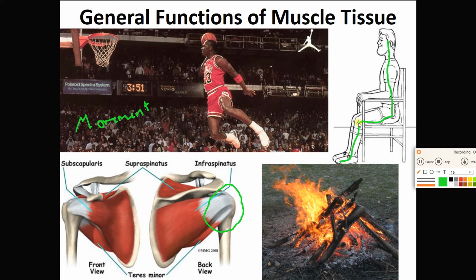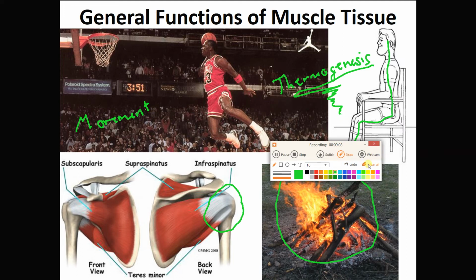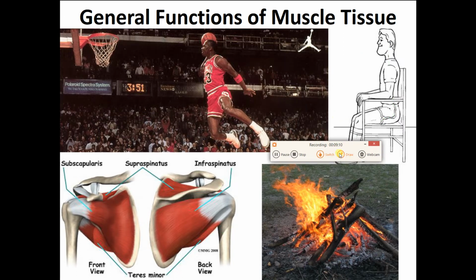Last but not least, muscle cells are generally pretty inefficient at turning their energy into motion, so they lose a lot of energy as heat. So heat production, and we'll give another word for that. The other word for that is thermogenesis. That is another function of muscle tissue. Think about shivering when you're really cold. That is a prime perfect example of thermogenesis.